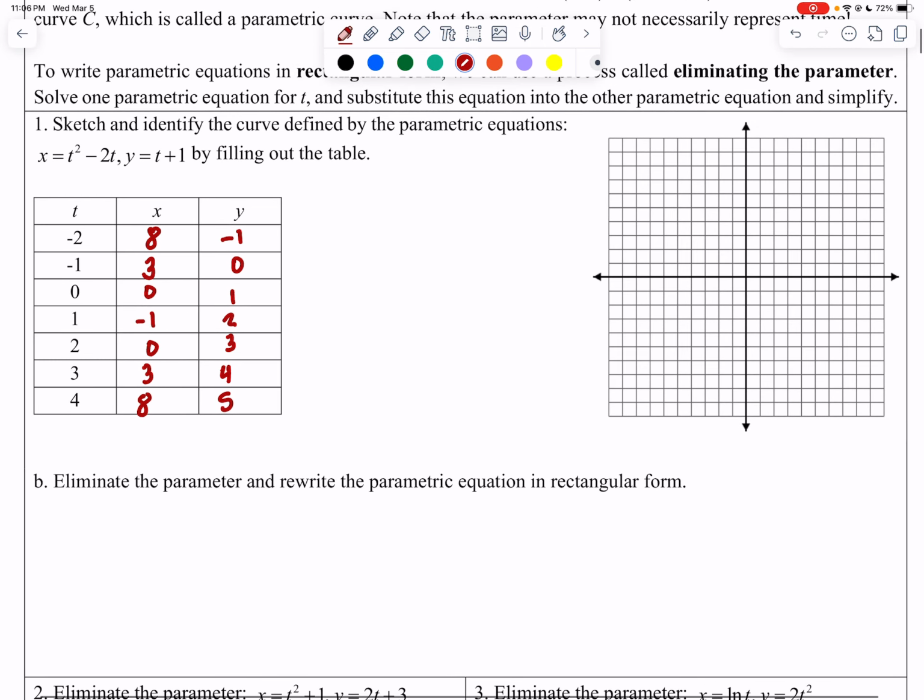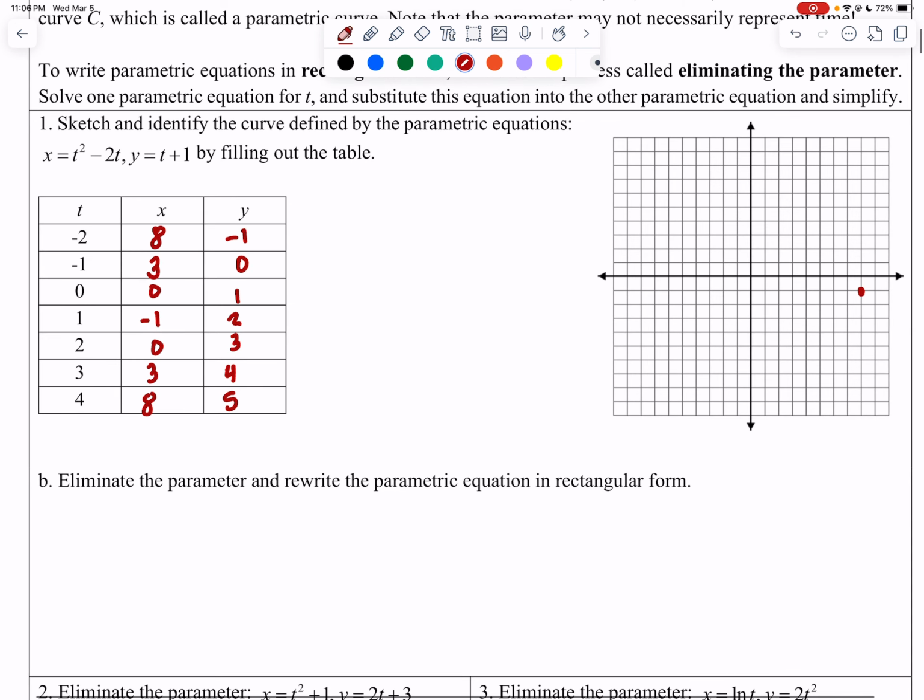And then if I were to graph this on my xy coordinate plane, I'm going to get the points (8, -1), (3, 0), (0, 1), (-1, 2), (0, 3), (3, 4), and (8, 5).